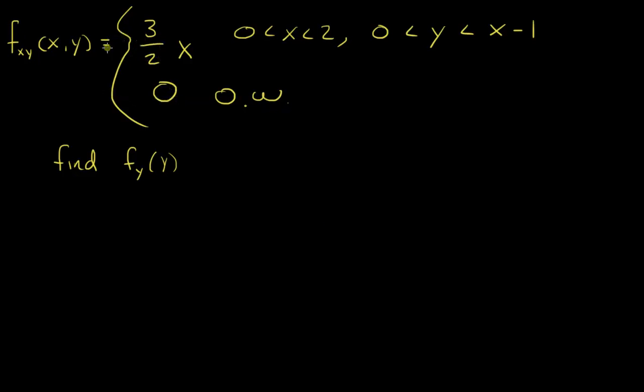In this video, I want to go through an example where we're given a joint probability distribution function, and it has a strange looking support, and we want to find a marginal distribution for y. If we want to find the marginal distribution of y, then what I need to do is integrate over x, from negative infinity to infinity, for the joint distribution.